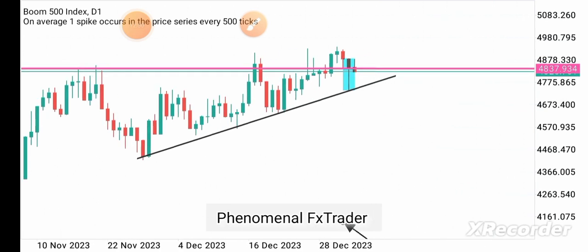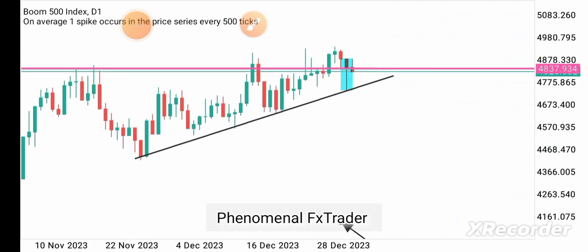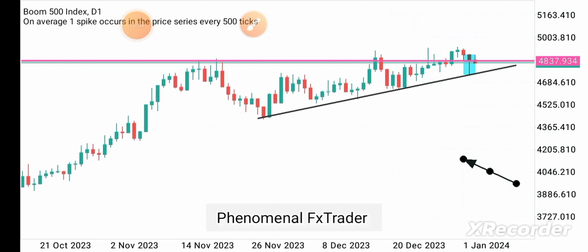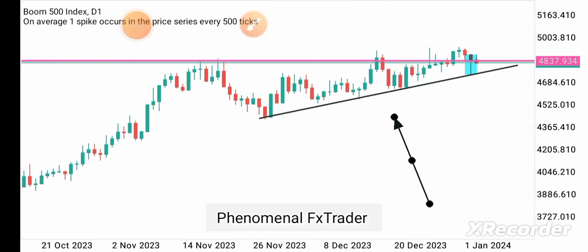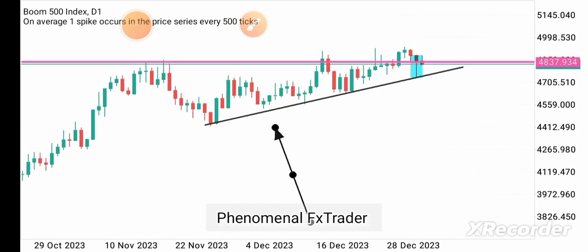It works for both catching spikes and scalping the market on boom and crash pairs. But for today, we are talking about scalping the market. Maybe in my next video, I will explain that of catching spikes, multiple spikes, guys.